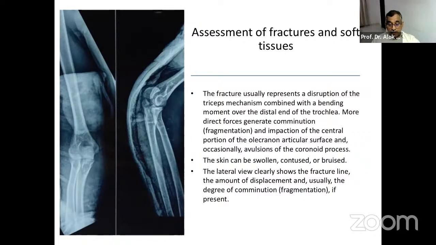The skin becomes swollen at times, contused or bruised. And the lateral view clearly shows the fracture line, the amount of displacement, and usually the degree of comminution present. So good quality X-rays without a slab are actually ideal to know whether it is simple or complex.